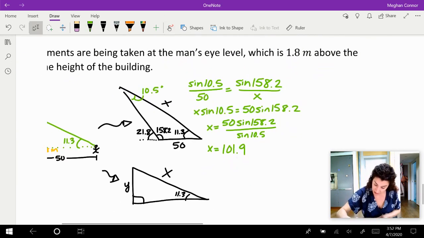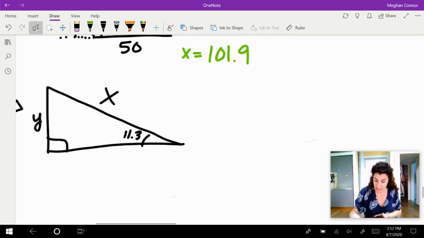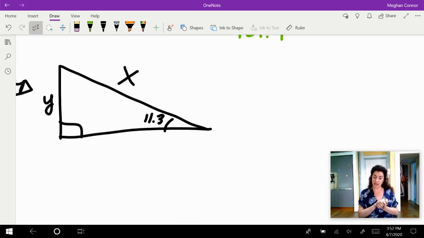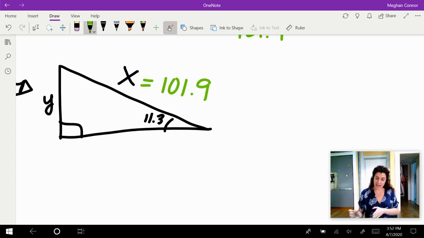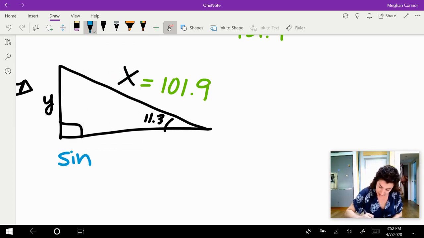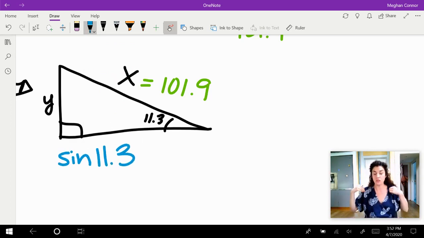Again, this is a placeholder. It's not our final answer. So we've rounded it to write it down, but we're going to use our exact values in our calculator. Now I have this side I've just solved and found that this is 101.9. I want to solve for y. So I have the hypotenuse and I want to solve for the opposite, so I'm using SOHCAHTOA, right? This is a great example to show you how and when and why you would use SOHCAHTOA versus law of sines or law of cosines, because in the real world, we're not always given right triangles.